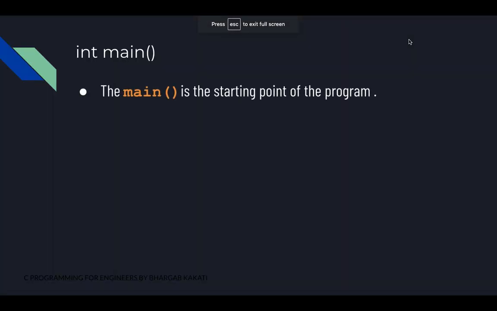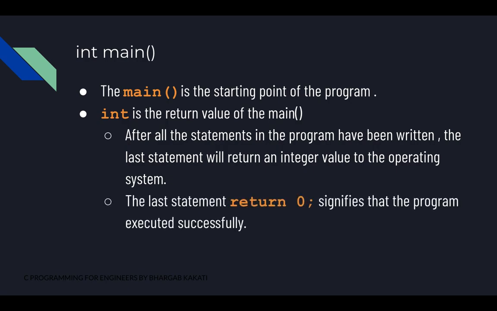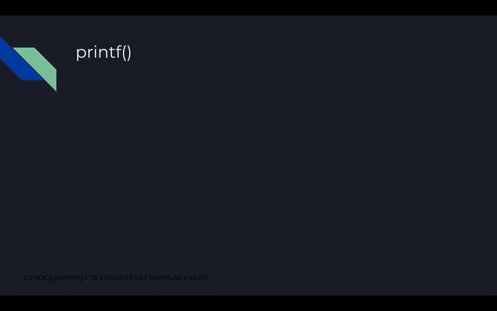Now the next part of the program is int main. As I have already said several times, main is the starting point of the program, and int is the return value of main. Return value means that after the program is over, an integer value will be returned. After all the statements in the program have been written, the last statement will return an integer value to the operating system. That means I am talking about return 0 here. The last statement return 0 signifies that the program has executed successfully.